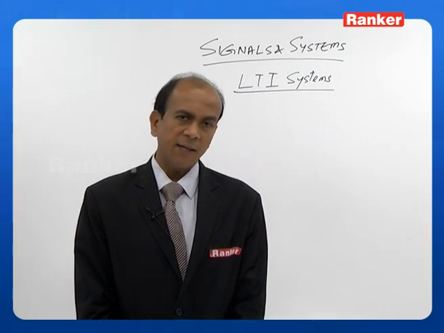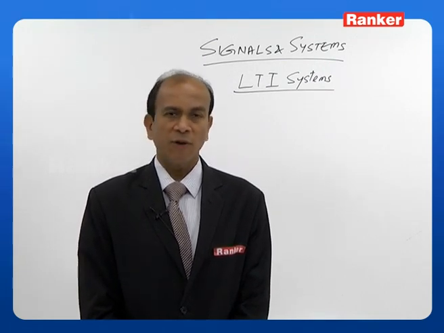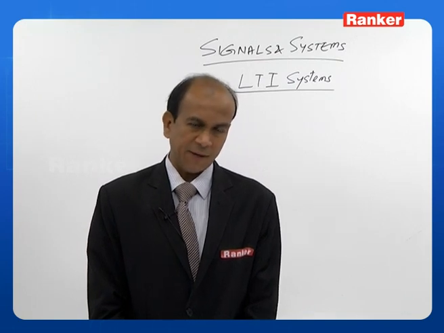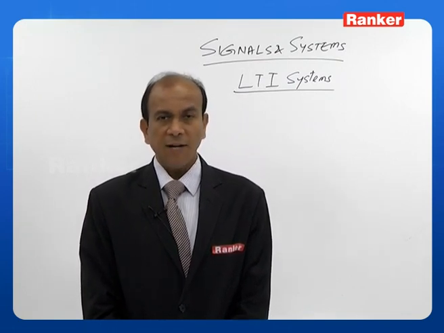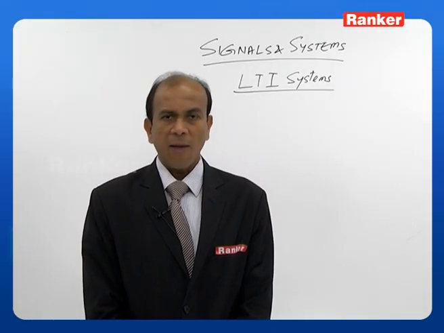As understood earlier in the other type of connection, we have seen the total response is the convolution of the individual responses when they are connected in cascade. But when they are connected in parallel, it will be the sum. So let us just read it again here. Two parallel connected continuous time systems with impulse responses h1 of t and h2 of t can be replaced by a single equivalent continuous time system whose response is given by the sum of the individual impulse responses. So there is an addition here. Earlier it was a convolution in that particular case.